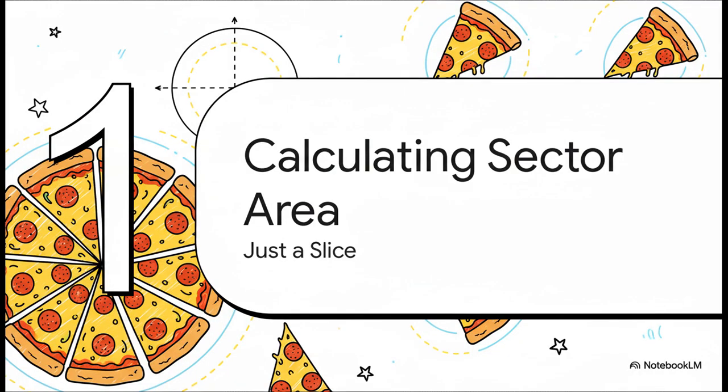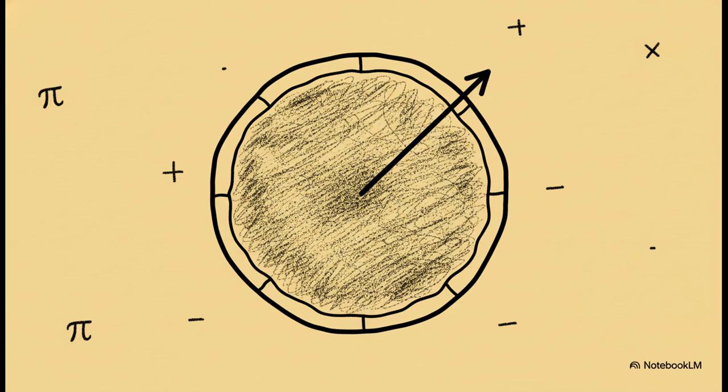All right, let's tackle the slice first. We're going to figure out exactly how to calculate the area of the sector. It makes sense, right? Before we can find the area of just a slice, we need to know the area of the entire pizza. And that's a formula most of us have probably seen before. The area of a circle is just pi times the radius squared. This is our starting point, our whole.